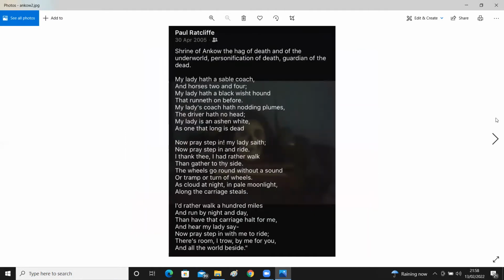Here we go. We have the prayer that he uses to Ancro. That's Ancro, the hag of death of the underworld, personification of death, guardian of the dead. And that's his own prayer that he came up with.